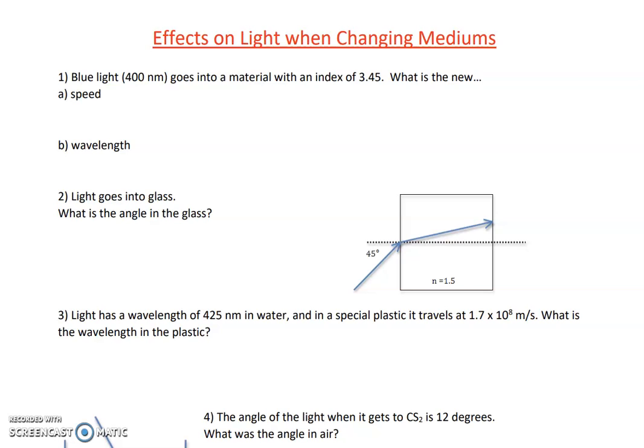Okay, this practice sheet is, of course, on refraction and light changing mediums. So let's look at this a little bit. The first one here: blue light goes into material with index of 3.45. What's the new speed and wavelength?